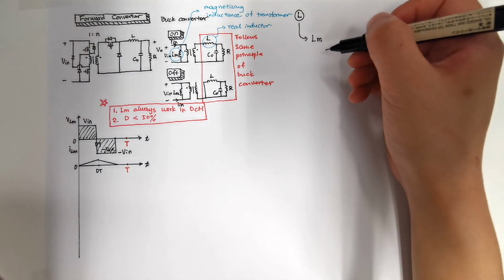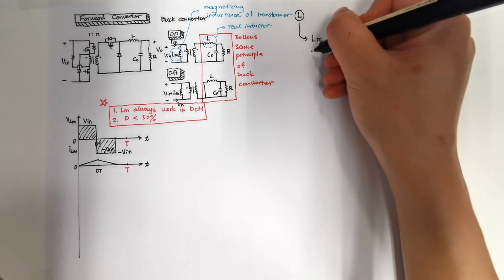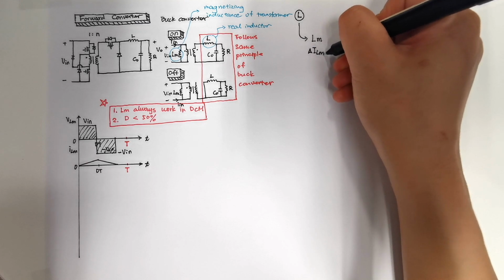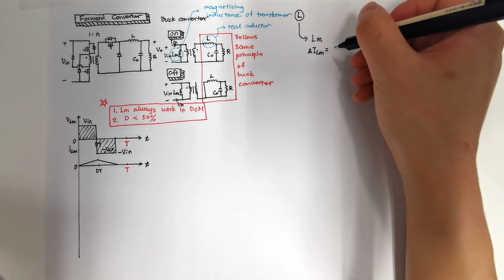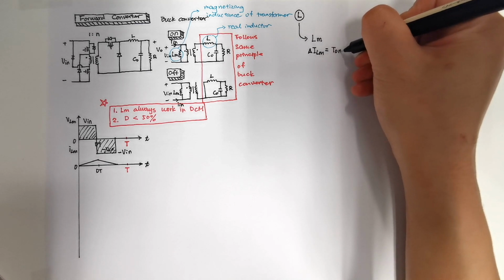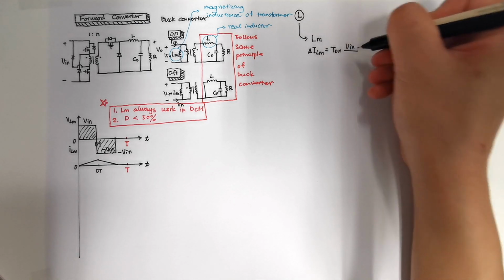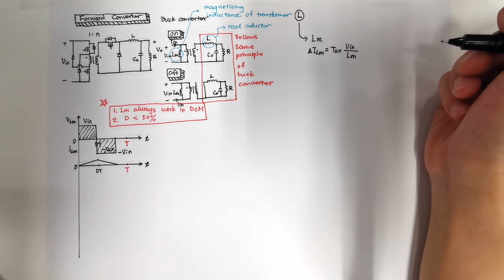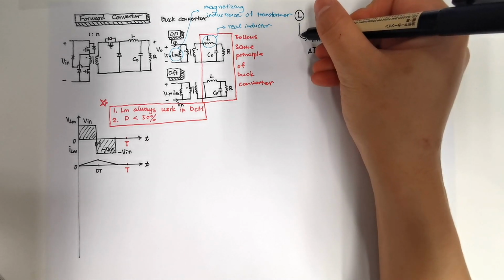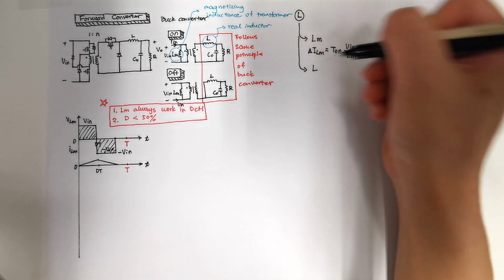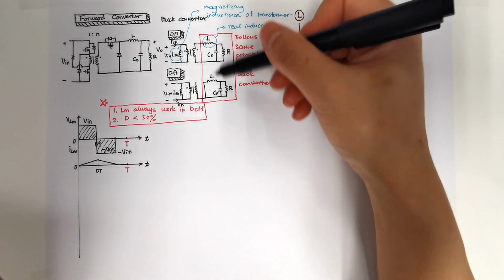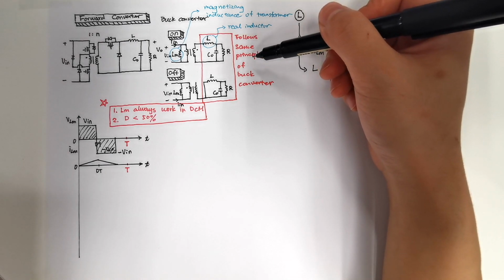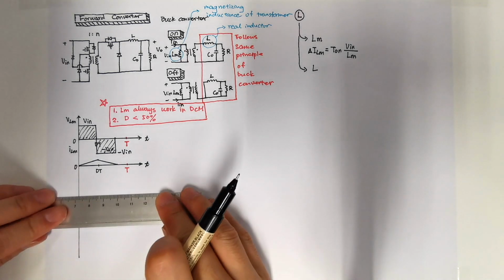So because Lm is always working in DCM, for our delta ILm, we can always use the on-state to calculate, which is Ton times Vin divided by Lm. Okay, this is all we want to know from analyzing Lm. Let's analyze L together. So L is on our secondary side, and as I just said, it follows the same principle of the buck converter. So this is very easy.